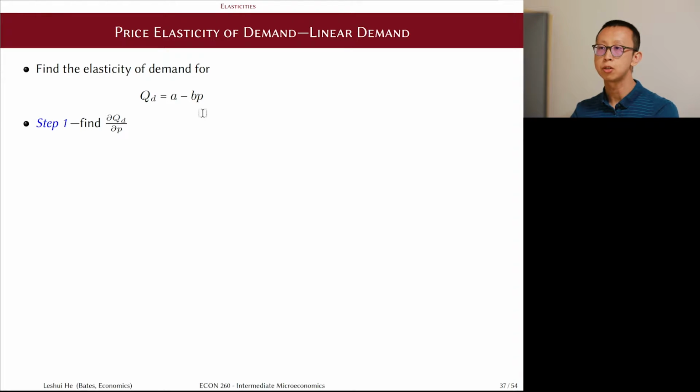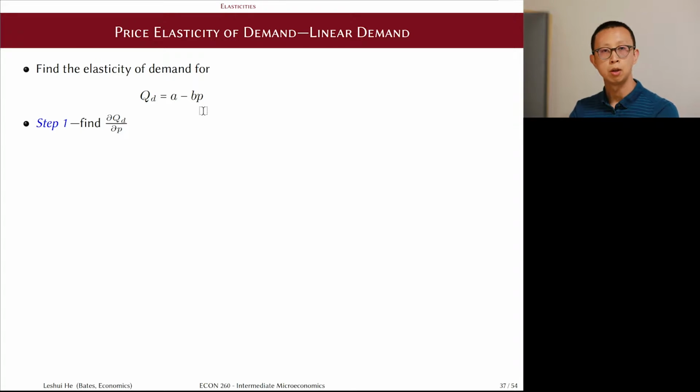So from this function, we can see that if P is 0, then the quantity demanded is going to be A units. And for every extra dollar increase in the price of this product, the quantity demanded is going to decrease by B units. So how do we calculate the price elasticity of demand for this particular demand function?